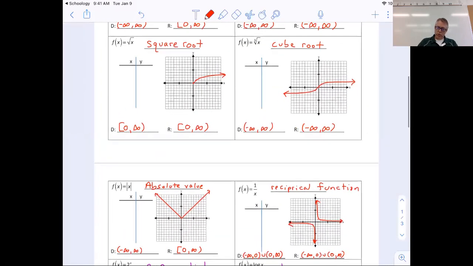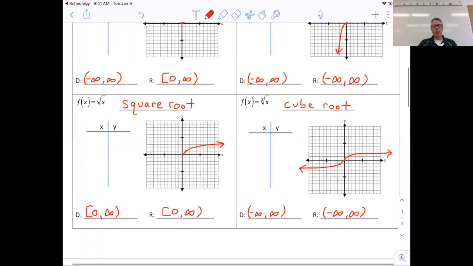We then had the square roots and the cube roots. So the square root's domain was from 0 to infinity. Its range was the same, from 0 to infinity, because the square root keeps going up and keeps going to the right forever. And the cube root keeps going up to the right and keeps getting smaller going down to the left. It doesn't level off, it doesn't straighten out. It keeps growing to the right and keeps sinking to the left.